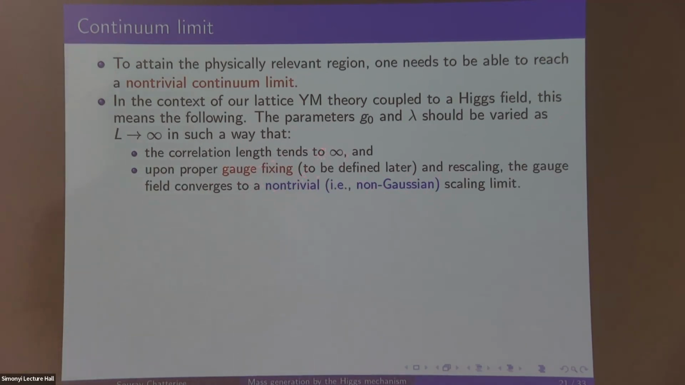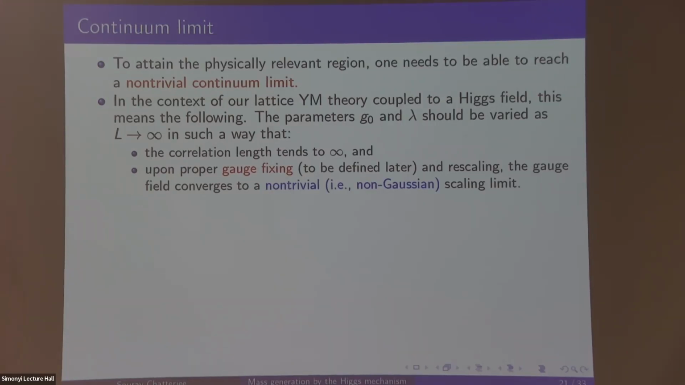So the basic condition, it's not always clear whether there is a non-trivial limit. In fact, nobody has been able to construct a non-trivial quantum field theory in dimension 4. So there is no construction. It's not even clear whether non-trivial limits exist in dimension 4, but certainly you need the correlation length to go to infinity. And this is what is achieved if you send G0 to 0 in a pure Yang-Mills theory.